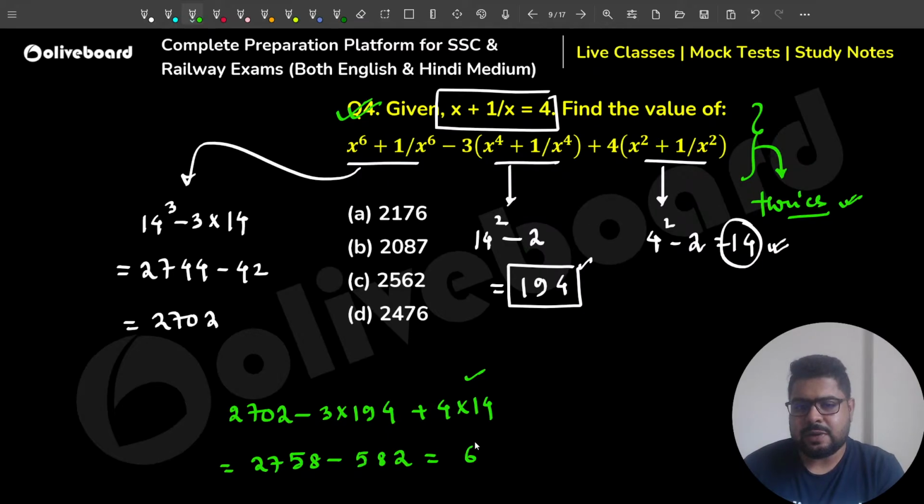So my unit digit will be 6. But sir, there is a problem. I have 2 options with the unit digit. But 2700 minus 2500 can never be 2400. So 100%, my answer must be 2176. 100% my answer should be 2176.